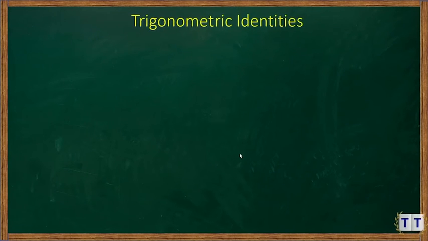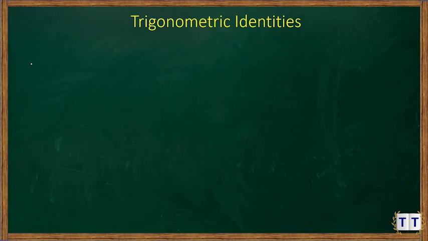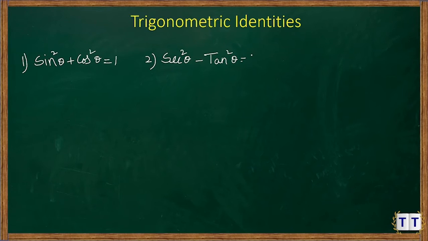Next, let's see trigonometric identities. Okay, so we have three trigonometric identities. First is sine square theta plus cos square theta equals 1. Second identity is secant square theta minus tan square theta equals 1. Third is cosecant square theta minus cot square theta equals 1.